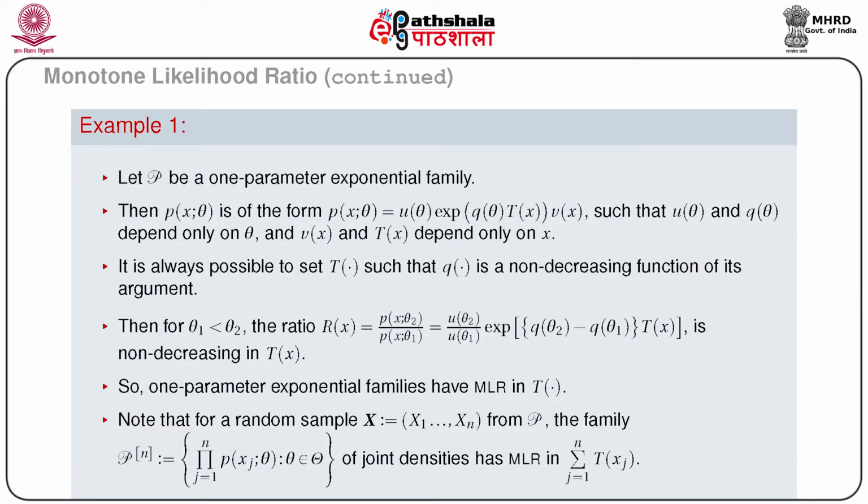Then we have, for theta 1 less than theta 2, P(x, theta 2) divided by P(x, theta 1) equals u(theta 2) by u(theta 1) into exponential T(x) into q(theta 2) minus q(theta 1), which is increasing in T(x) because q(theta) is a strictly increasing function of theta. Hence, the family P(x, theta), where theta belongs to script theta, has MLR in T(x). It is to be noted that if x1, x2 up to xn is a random sample of size n from the population with PMF or PDF P(x, theta), then P(x, theta) has MLR in the summation over i from 1 to n of T(xi). Let us consider the following examples.